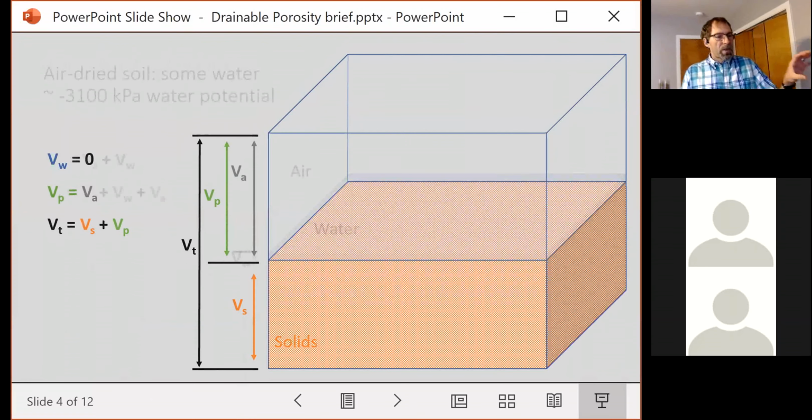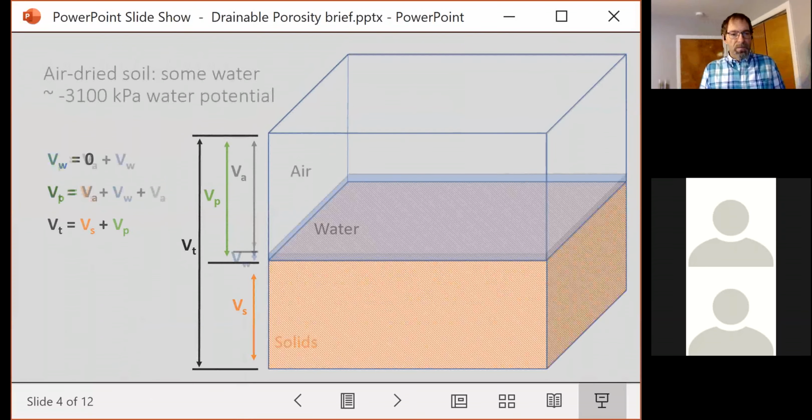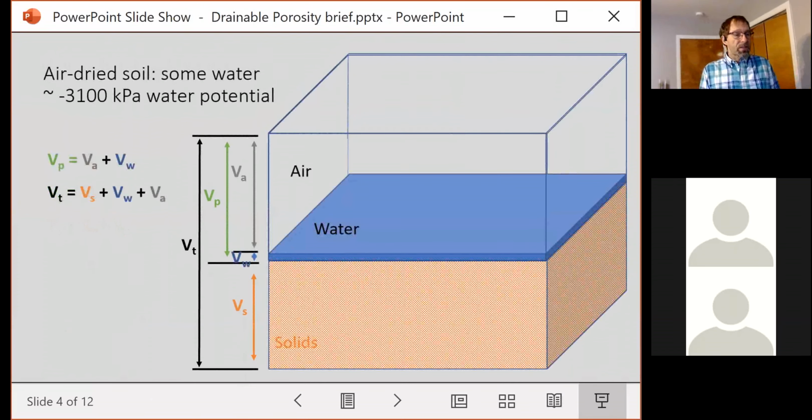Now, when we move from that to an air-dried soil, depending on the texture of that soil and the relative humidity, the air-dried soil will have different amounts of water in it. So if we look here, now we've added a little bit of water, and the pores are now filled with air and water. And then the total volume of the soil is the volume of the solids, plus the volume of the water, plus the volume of the air.